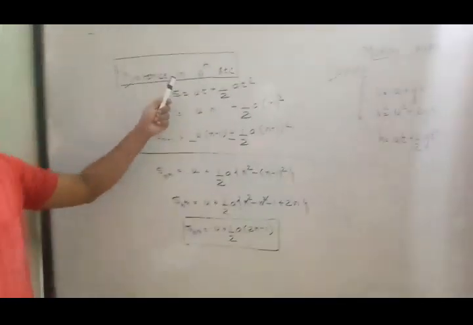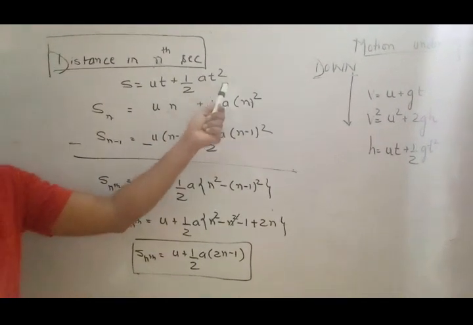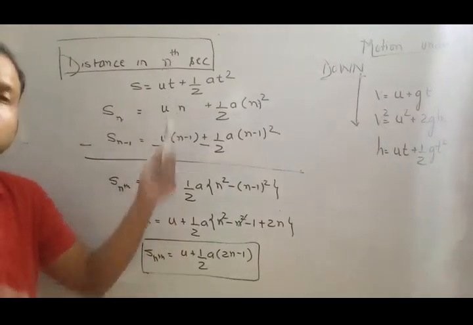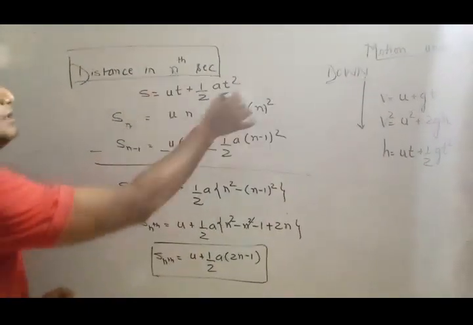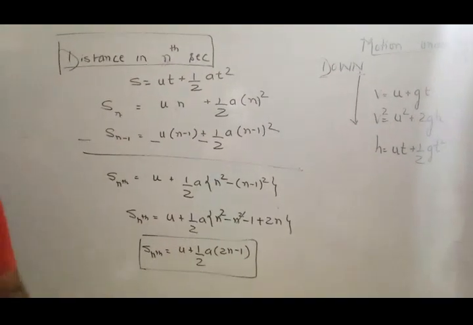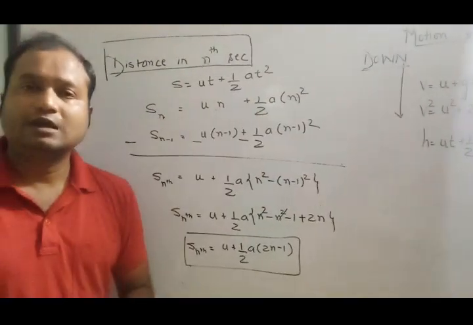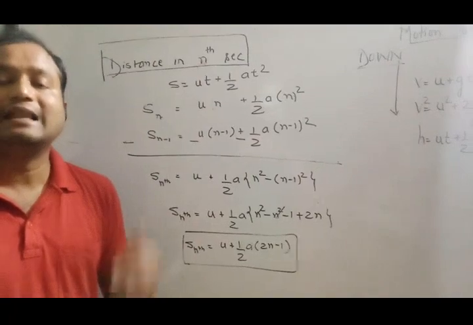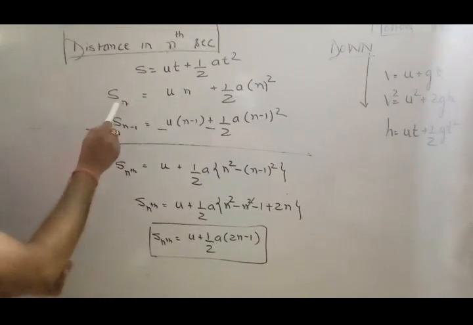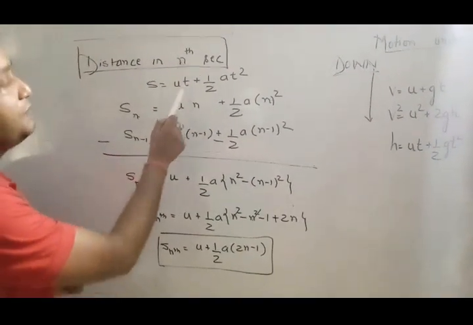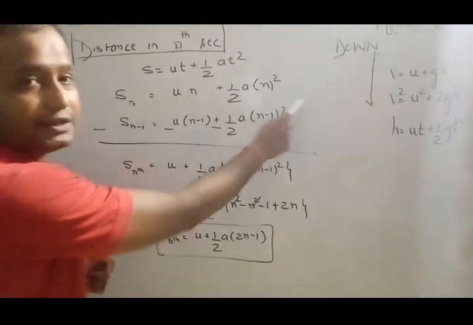So over here, distance in the nth second, the formula for S we already derived is UT plus half AT squared. Please remember, students, this formula should only be used for finding the total distance in t seconds. But I need the distance moved in the nth second. So what we do, we first find the total distance for n seconds. Then we subtract from it the distance moved in n minus 1 seconds, that means 1 second below it. So for distance moved in n seconds, we just need to substitute n in place of t. That's your distance moved in total n seconds.